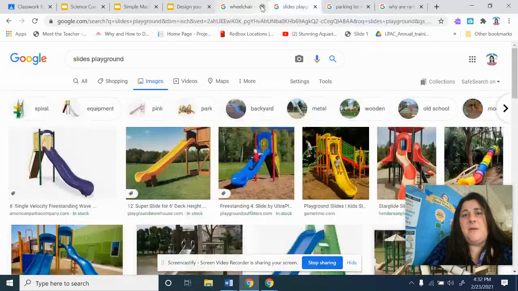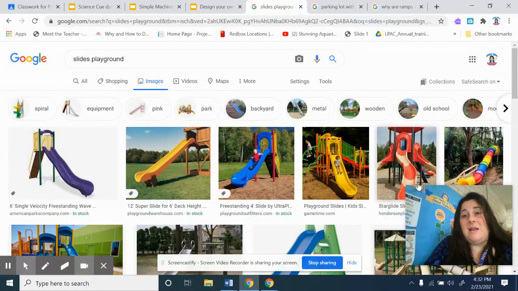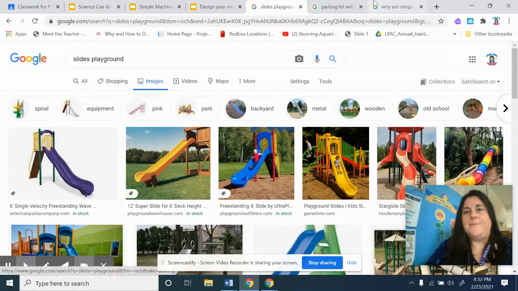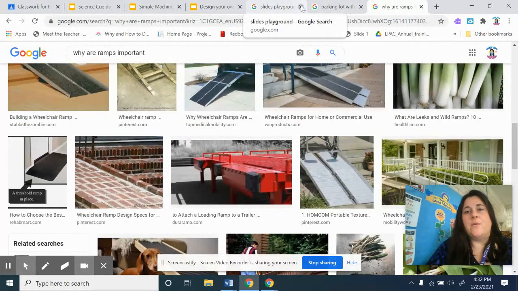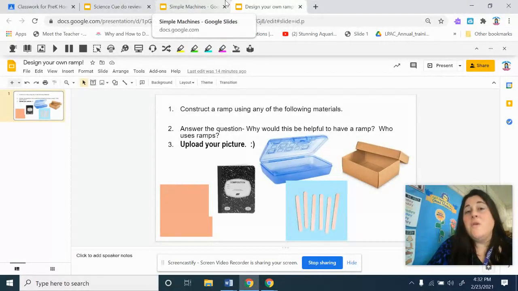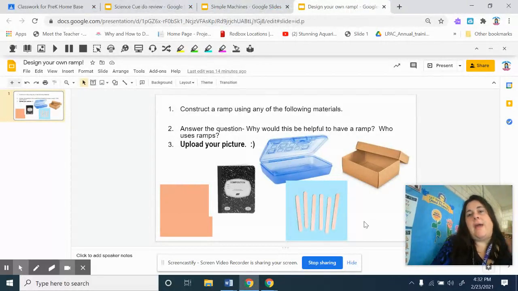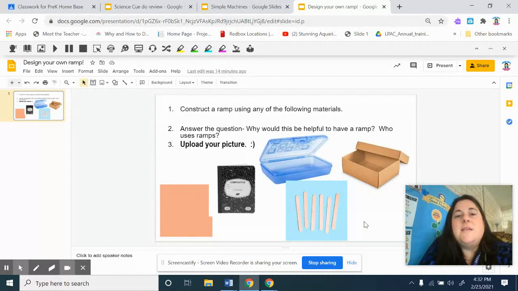Also, you might have seen a ramp or an incline outside playing. Who likes to slide down the slide? Yes, teachers do too. It's a true story. We do. So in conclusion, we see ramps everywhere, don't we? So what are you going to get to do? You are going to get to construct a ramp using some of these materials. And I've got some here too for you. So just use what you've got at home.